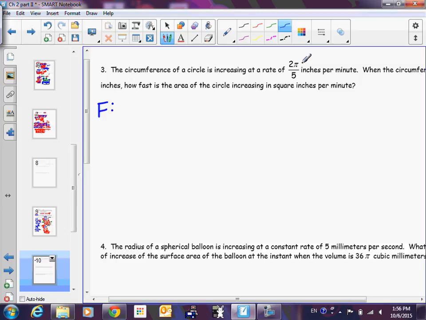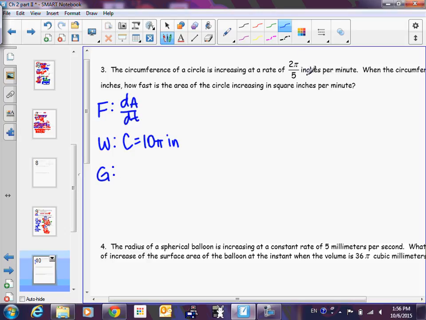So what are they asking us to find? The rate of change of A, which would be dA over dt. Okay, when what? When the circumference is 10 pi inches. So I already know this is a weird problem because I have area and circumference, but we'll deal with it. No big deal.